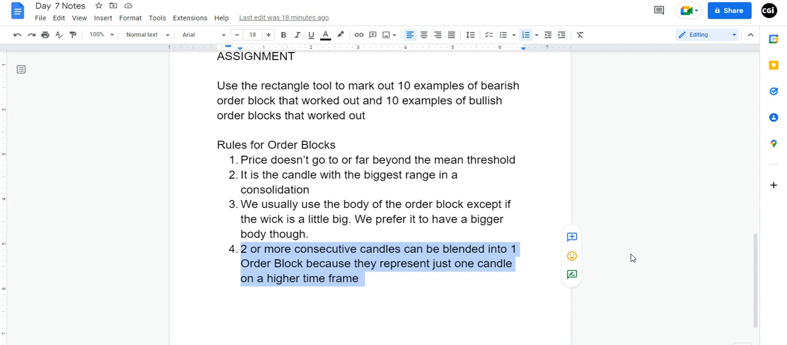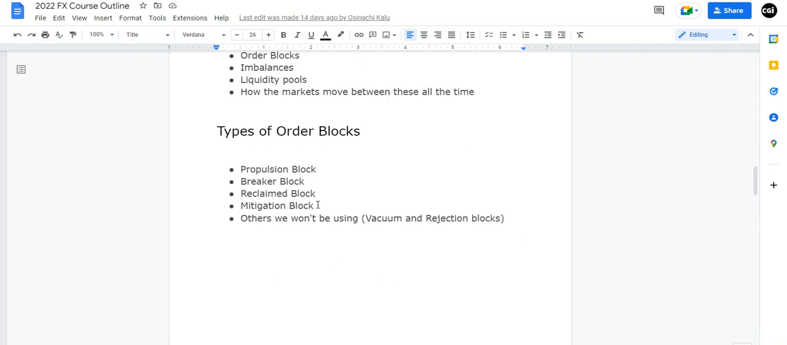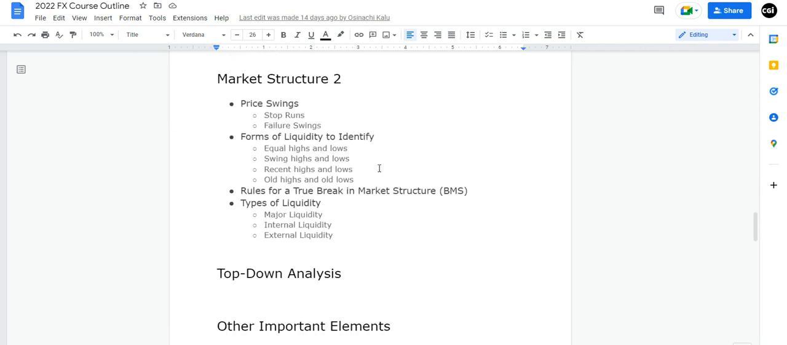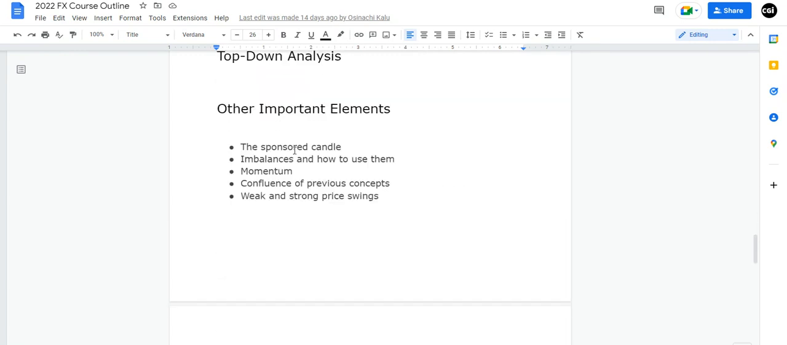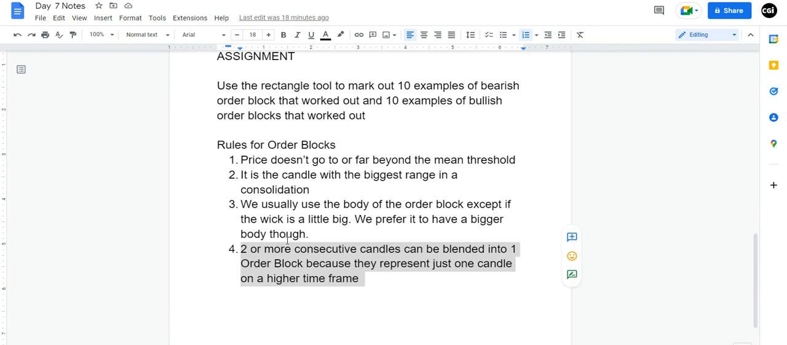So there are other rules I can bring to you, but I'll bring you the remaining rules when we get to sponsored candle. Sponsored candles are the type of order blocks that you want to be trading from. These are the best candles, the best order blocks to trade from, and we'll talk about them later. But until then, I would end with these four rules of order blocks.